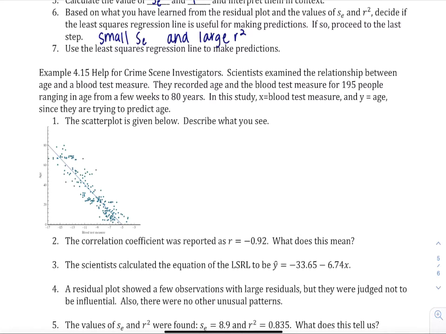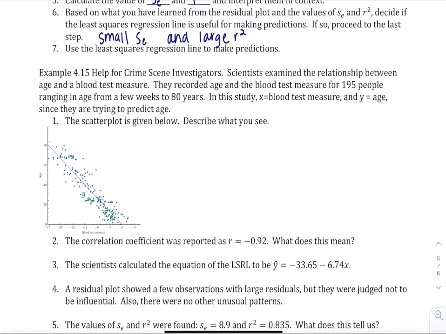So let's use example 4.15 to walk all the way through these steps, where we aren't using the technology. This one is going to give us most of the things that we need. This is the data from the beginning of this chapter, looking at a model that used a blood test to predict the age of the crime victim.